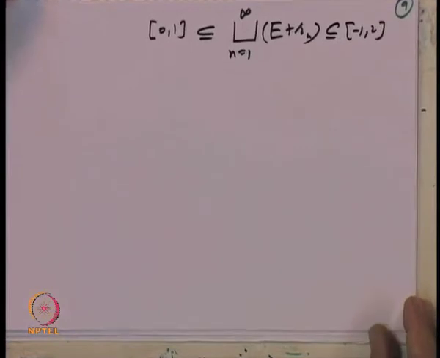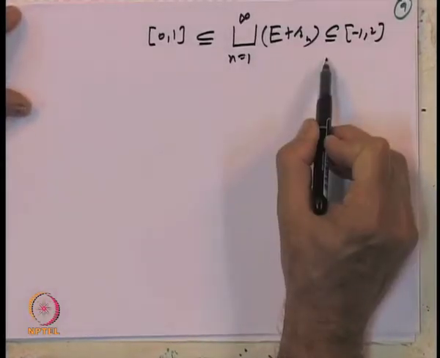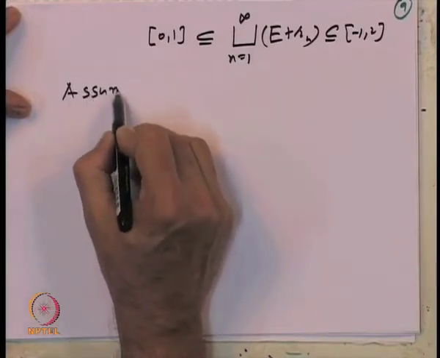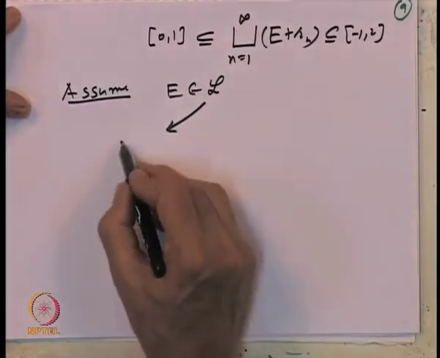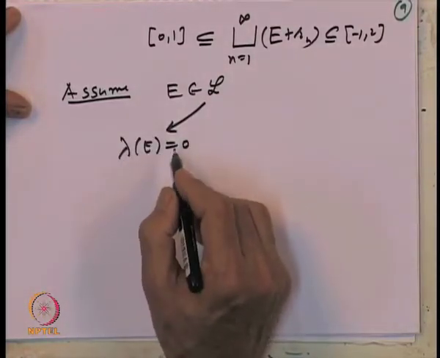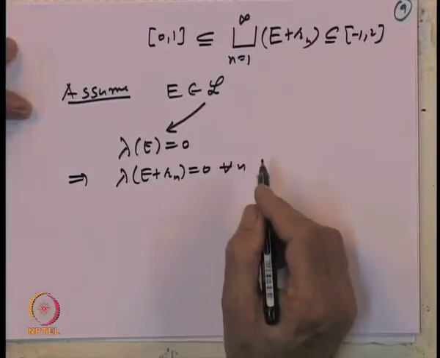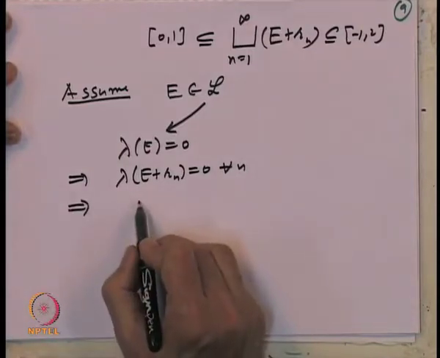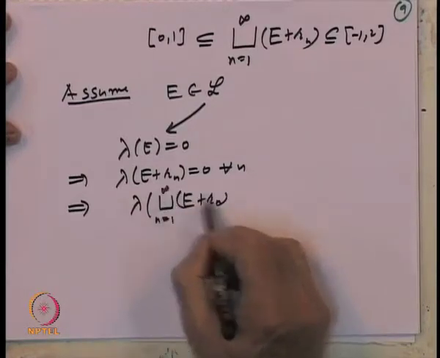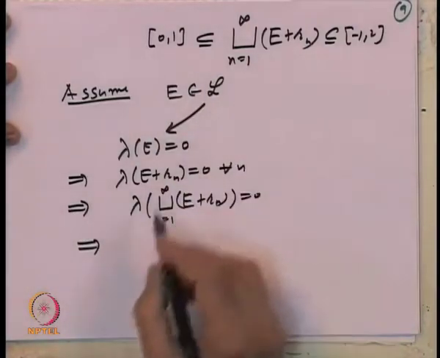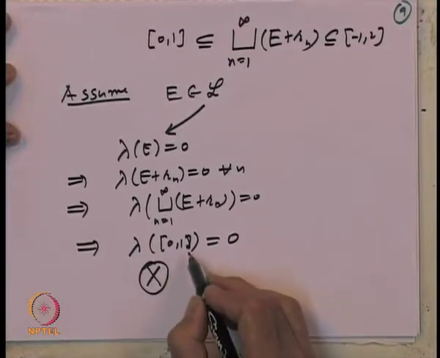So, till now we have not done anything except define an equivalence relation, and using the axiom of choice we constructed a set E, and this has this property. Now, assume that E is Lebesgue measurable. Then there are two possibilities. One, the Lebesgue measure of E is equal to 0, but that implies the Lebesgue measure of E plus R_n is equal to 0 for every n, because Lebesgue measure is translation invariant, and that implies the Lebesgue measure of the union of E plus R_n is equal to 0. Because [0,1] is inside this, that means the Lebesgue measure of [0,1] is equal to 0, which is a contradiction, because the Lebesgue measure of [0,1] is equal to 1.